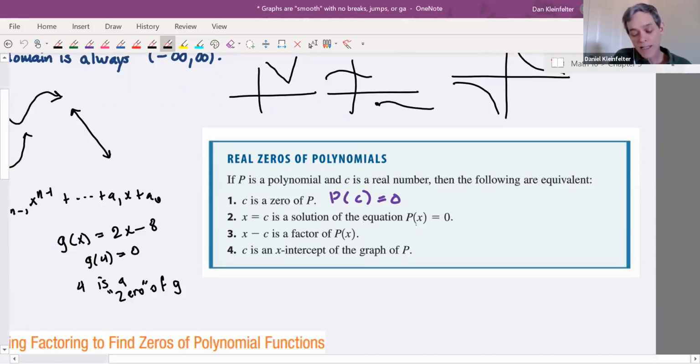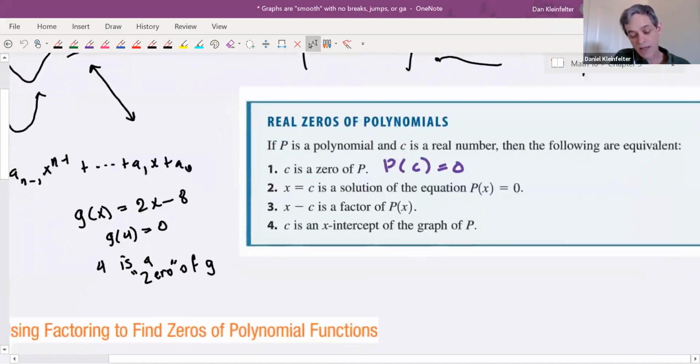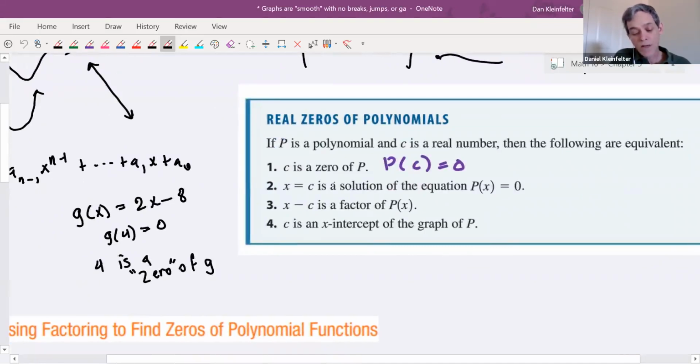x equals c is a solution of the equation p of x equals 0. x minus c is a factor of p of x. And c is an x-intercept of the graph of p. Okay, let's go ahead and take a look at all of these in the context of this g that I just made up. So we can see that 4 is a 0 of g. Let me factor g of x. g of x, if you factor out that common factor of 2, is 2 times x minus 4.